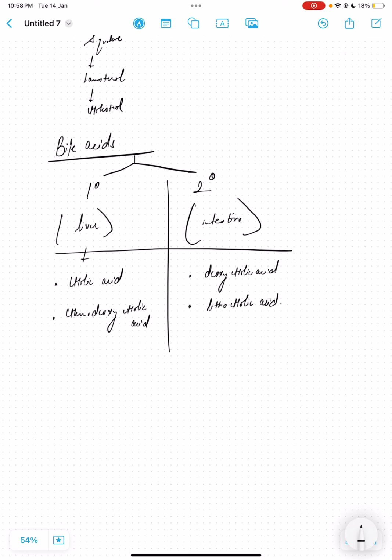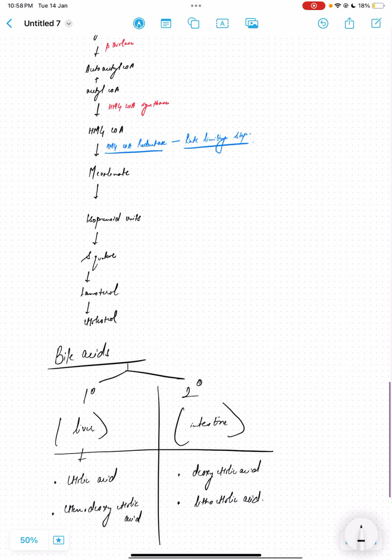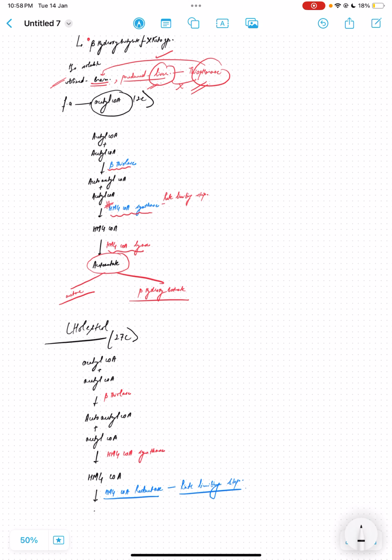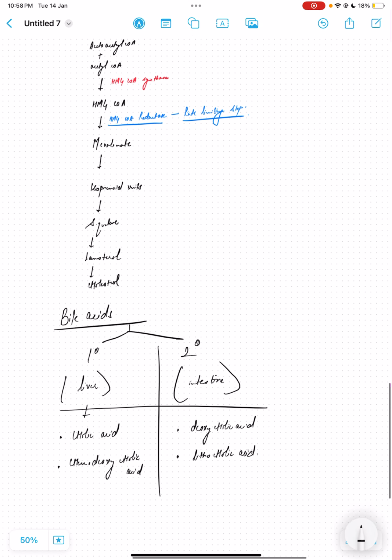Okay, so what are the derivatives of cholesterol? Basically, it is the steroid hormones, vitamin D. Derivatives of cholesterol are basically the bile acids, the vitamin D, and the steroid hormones. So this was a short video about the ketone bodies, the cholesterol, and the bile acids.